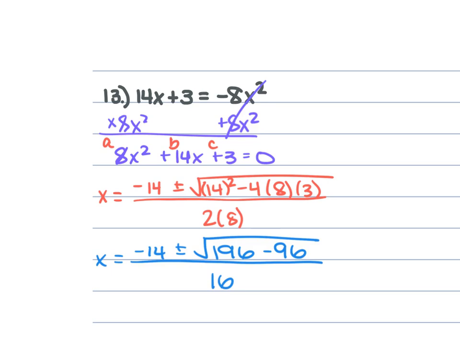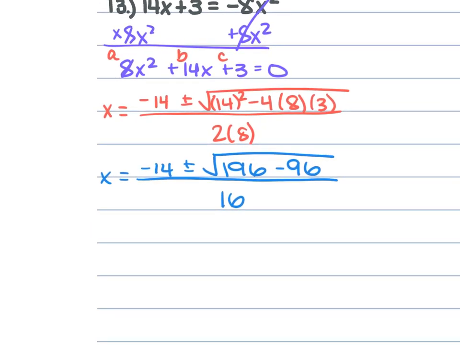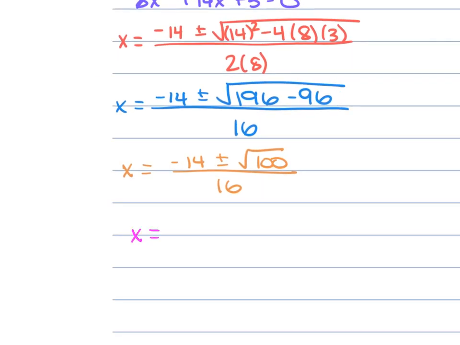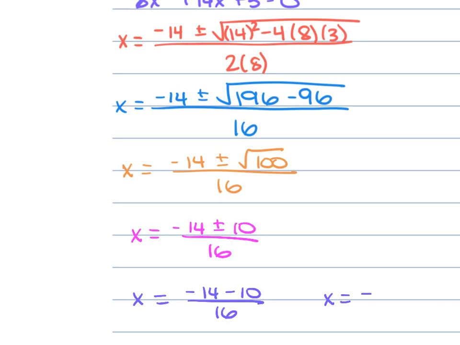From here, the 196 minus the 96 gives us 100, so we're going to have x is equal to negative 14 plus or minus the square root of 100 all over 16. The square root of 100 is 10, so x is equal to negative 14 plus or minus 10 over 16. We simplify this and turn it into two equations, so we have x is equal to negative 14 minus 10 over 16, as well as x is equal to negative 14 plus 10 over 16.